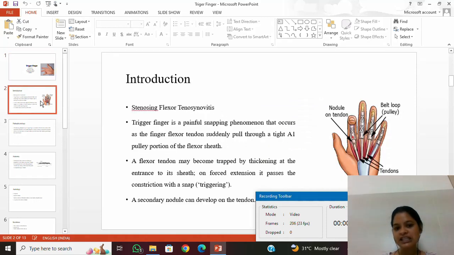Trigger finger is a painful snapping phenomenon that occurs as the finger flexor tendon suddenly pulls through a tight A1 pulley portion of the flexor.